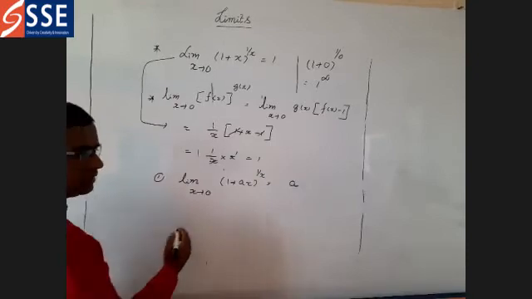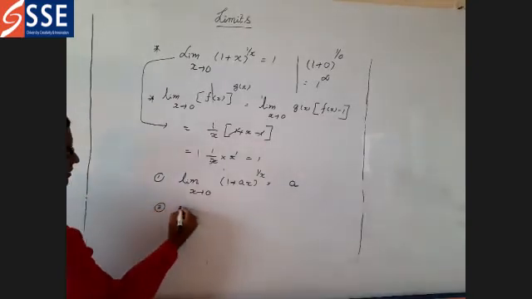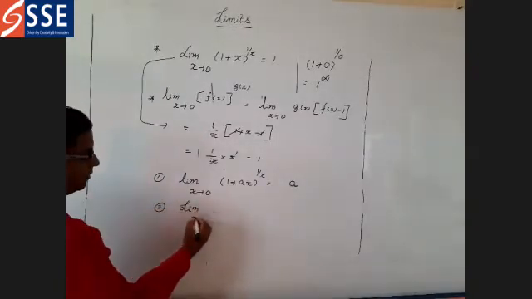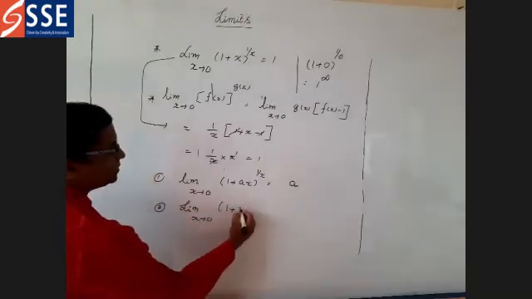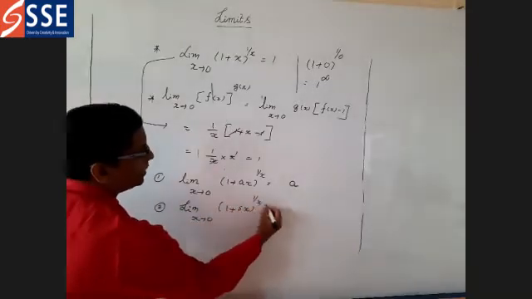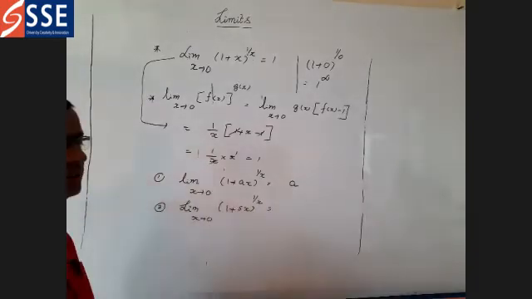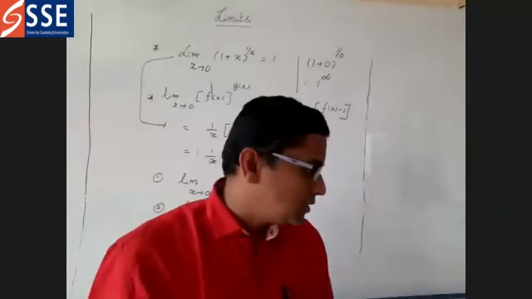Okay, good. Give the answer for this. As usual, limit x tends to 0 of (1 plus 5x) whole power 1 by x. Without any hesitation, we can say the answer. Write the answer in the chat box.